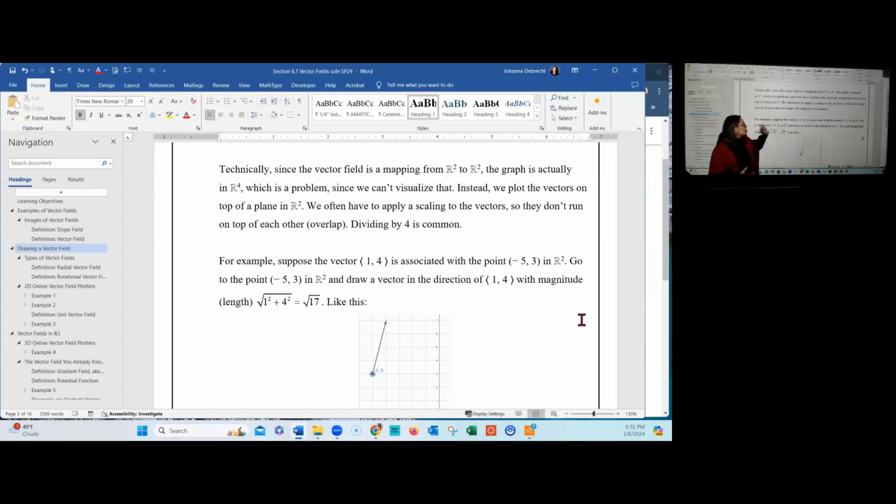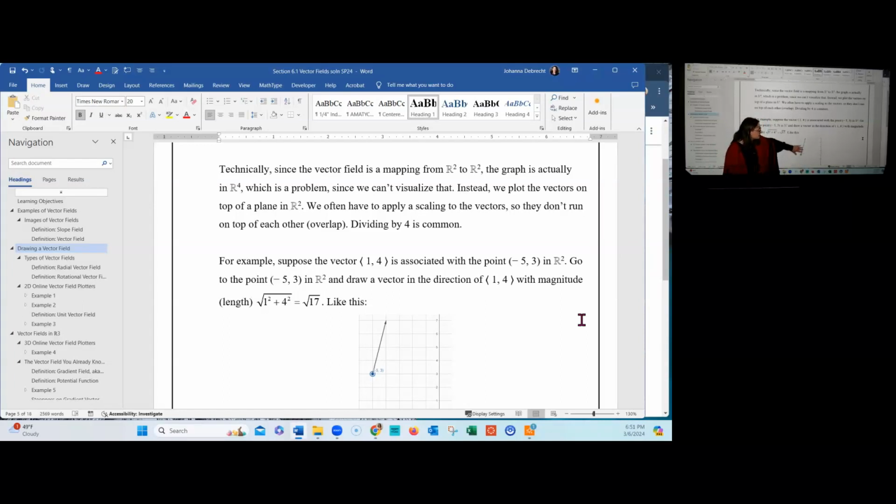Let's suppose that we want to associate the vector 1, 4 with the point -5, 3. Since the tangent line points in a particular direction and the slope of it could be the magnitude, we would simply affix to the point in the two-dimensional grid that has that as the derivative, and we would affix that vector there.